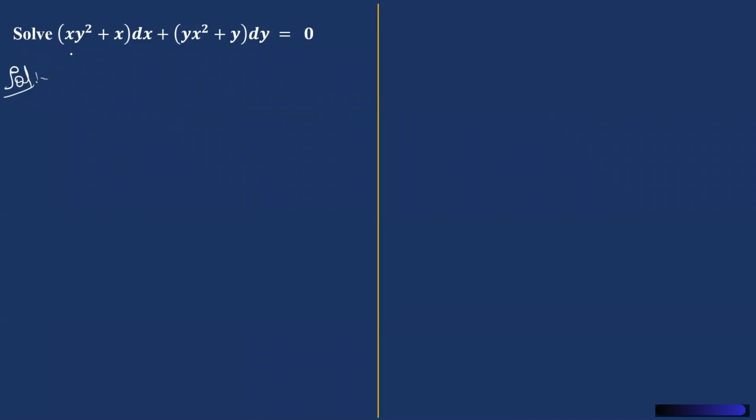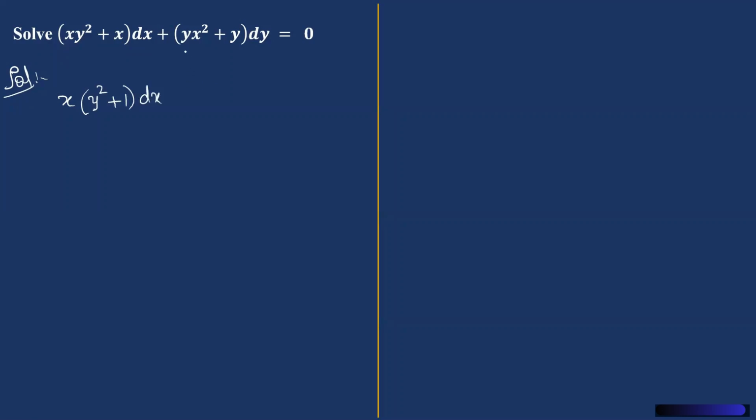Now see, when it is (xy² + x)dx + (yx² + y)dy = 0, I'm just trying to separate the variables again. In what way can we do this? From the first term, we can take x common. You see, we have x common in both the terms. So when you take x common from them, you will get x(y² + 1)dx.